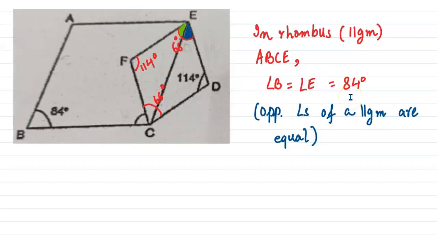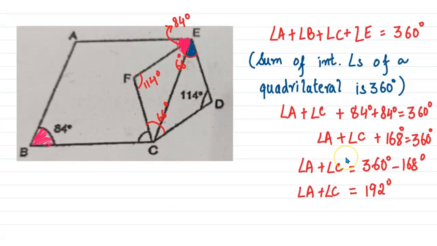So now look at the rhombus ABCE. In that, B and E are opposite angles. These are this angle, angle B, and this whole angle. They are equal because they are opposite angles. So we get that angle E is also 84. So we can put the values of angle B and E and we can get the sum of the angles A and C as 192.